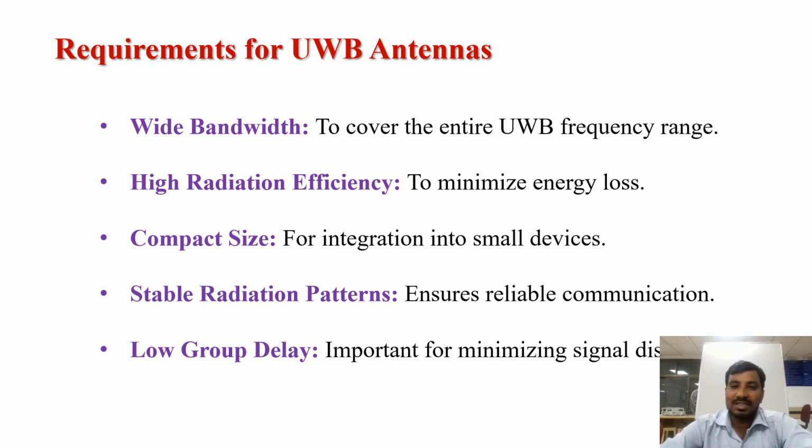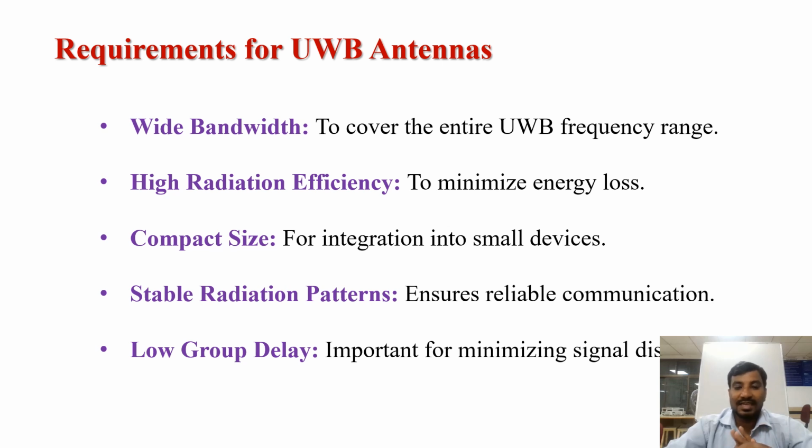Now, looking at the requirements for designing a UWB antenna, we need an antenna that provides a large impedance bandwidth covering 3.1 to 10.6 gigahertz, and that should also have high radiation efficiency, because we need to minimize energy losses. Then compact size for integration into small devices. When you go for wearable devices or integrating into automotive communication, the antenna should be very compact in size so that it can be fixed anywhere.